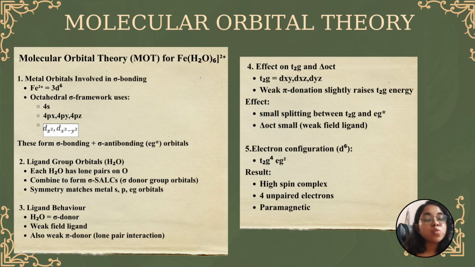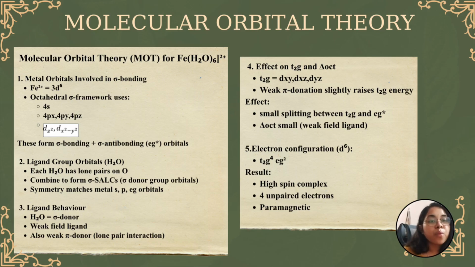Sigma bonding. Each water donates a lone pair. The 6 lone pairs combine by symmetry into A1g, T1u, and Eg, matching the metal's 4s, 4p, and Eg orbitals. This gives a low-energy bonding set and a high anti-bonding set, Eg. The metal's T2g orbitals, dxy, dxz, and dyz, sit out of this. They point between the ligands and not at them.